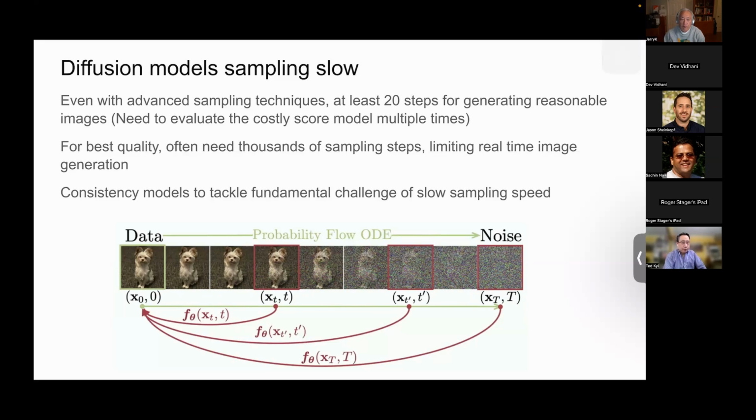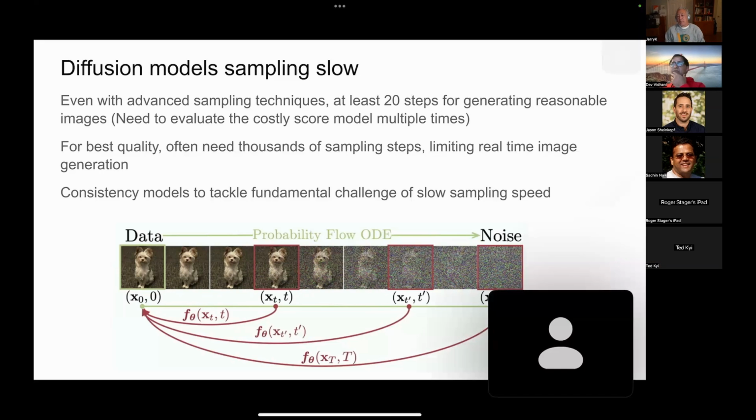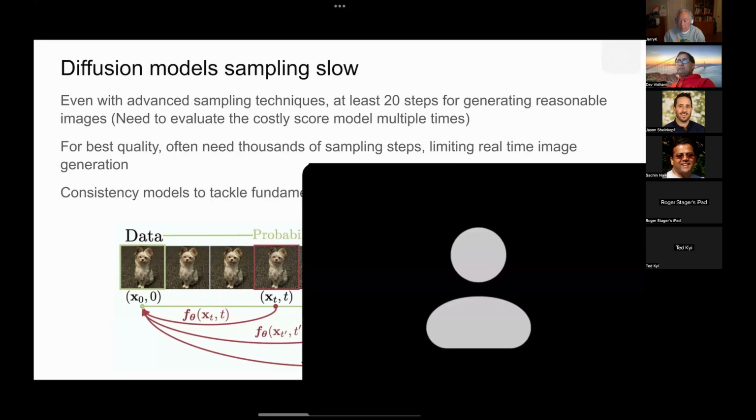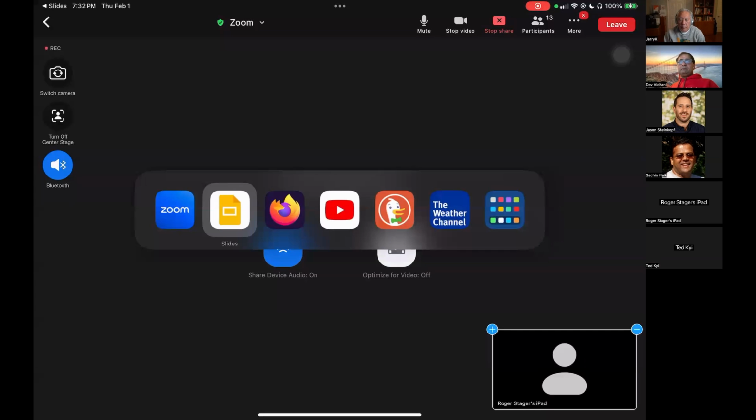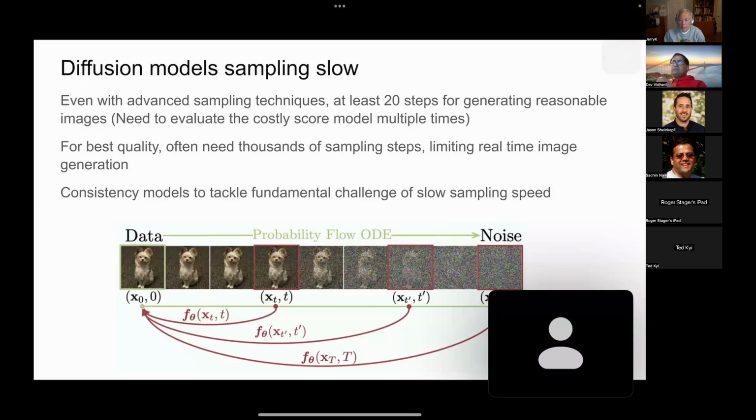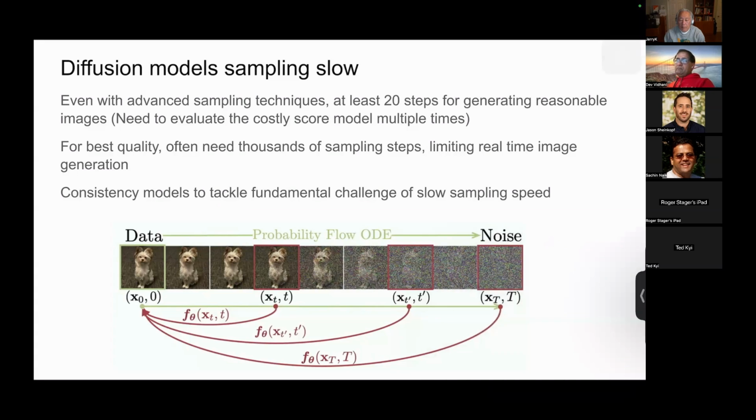Hey, Dave, a quick question, and defer it if it fits better later. When this function f theta projects back to x0, is x0 going to be any image in distribution, or will there be some Gaussian noise still present?